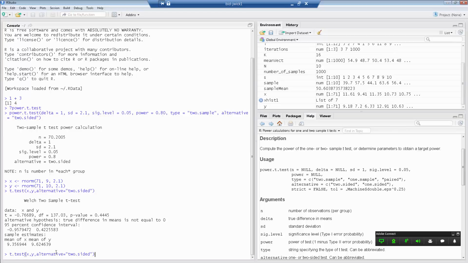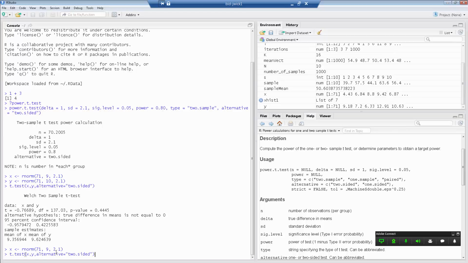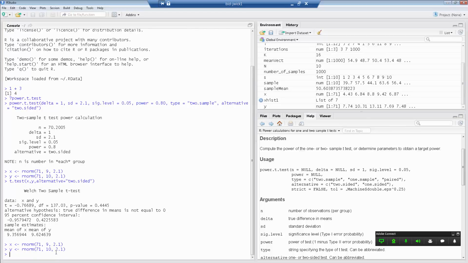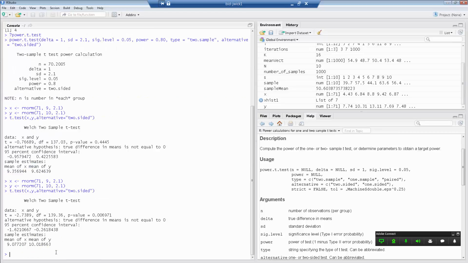We could try it again and watch it make me a liar. We're going to randomly sample 2 different ones. We'll do a t-test again. Please be right. Ah, look at that. So this ended up being a little bit more useful than I had intended it to be.